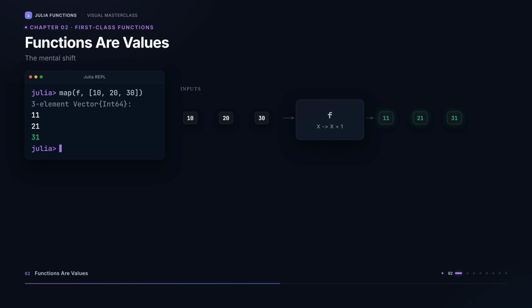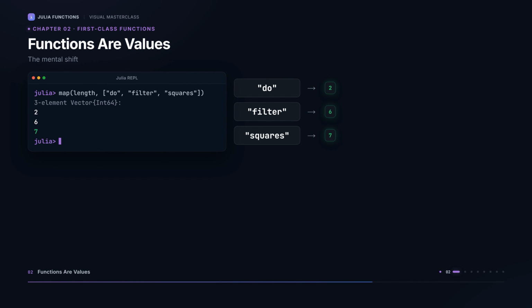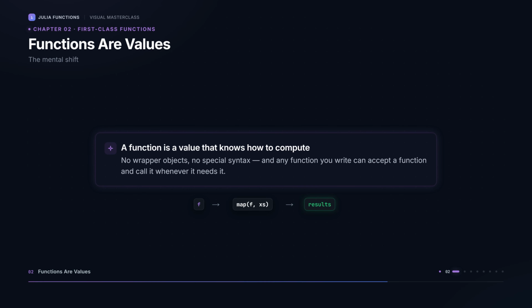Here map takes f as its first argument, a list of numbers as its second, and applies f to each one: 11, 21, 31. The same idea works with built-ins. length is a function, so map with length over a list of words gives each word's length, 5, 9, 9. No special syntax, no wrapper objects. A function is simply a value that knows how to compute.